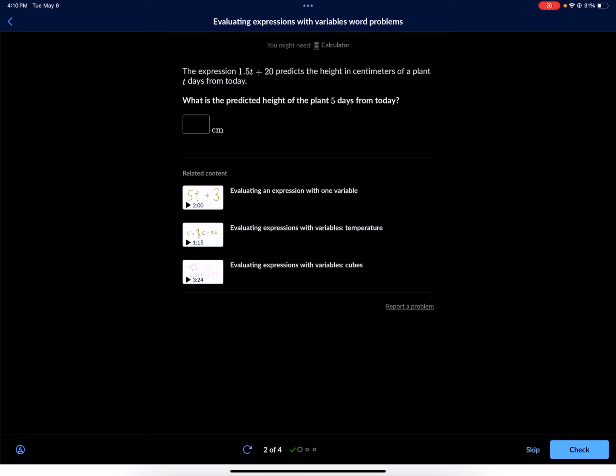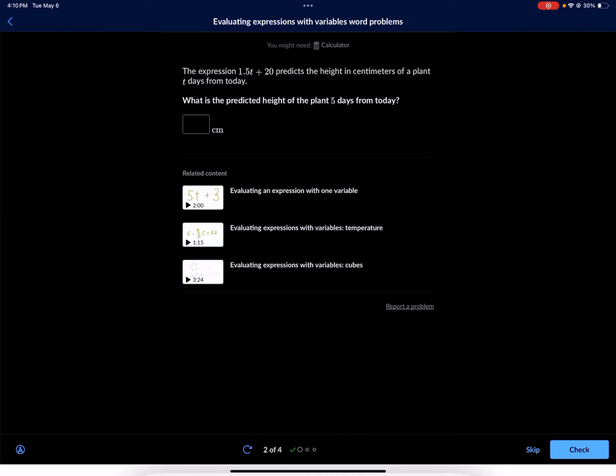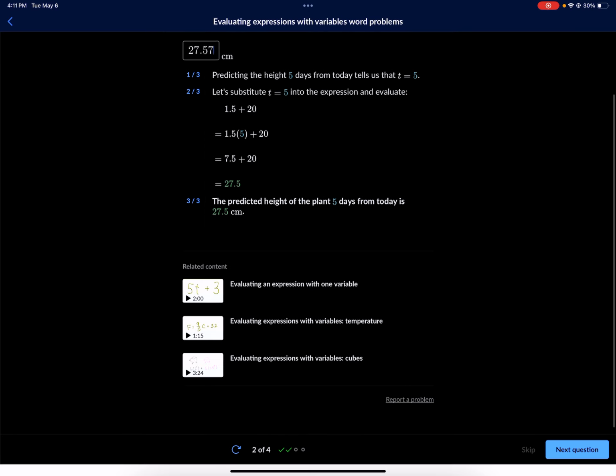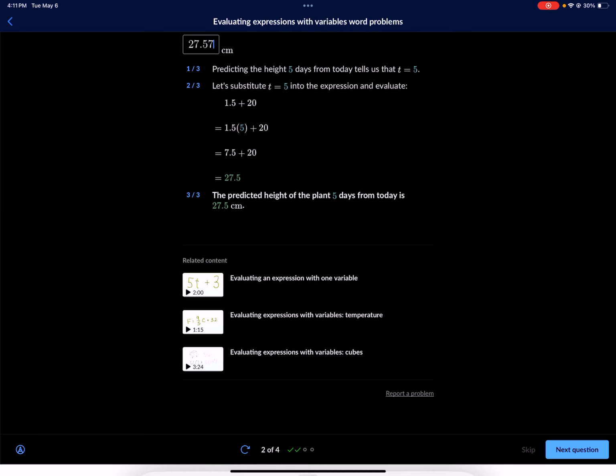The expression 1.5t plus 20 predicts the height in centimeters of a plant t days from today. So what's the predicted height in 5 days? So let's do 1.5 times 5 plus 20. And now, what will this be equal to? I will use a calculator here. 27.5. So the answer is 27.5. If you got that right, good job. If you didn't, here's the videos, here's the explanation, and happy studying.